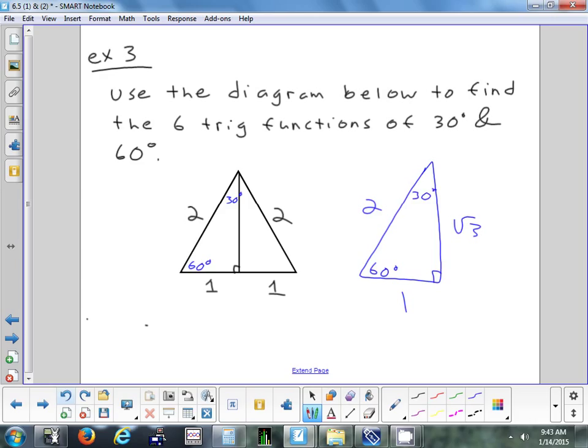And now you can go through and find all the trig functions. Any question on how you would find the sine, cosine, tangent, secant, cosecant, and cotangent for 30 or 60? No questions if I ask you to do that on a test? With exact answers, not decimals. Just like we did with the 45, 45, 90.